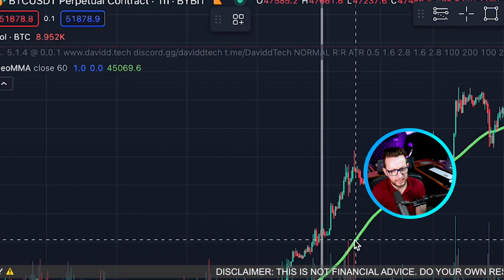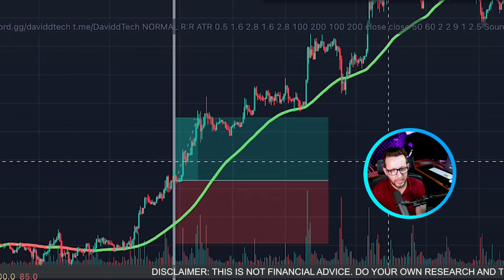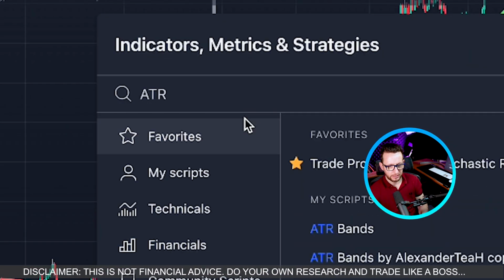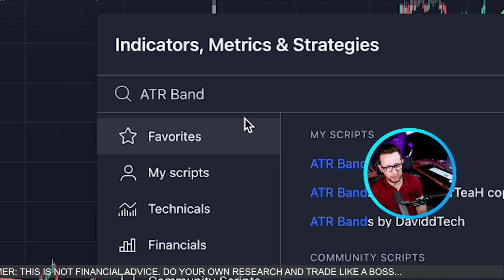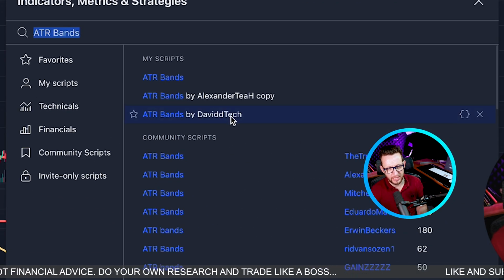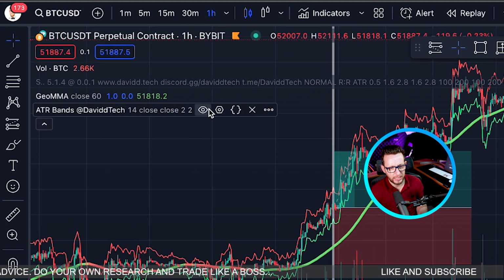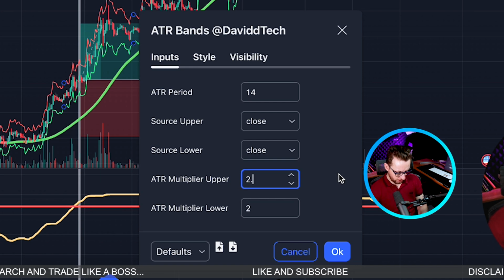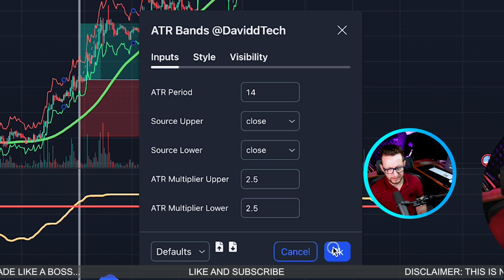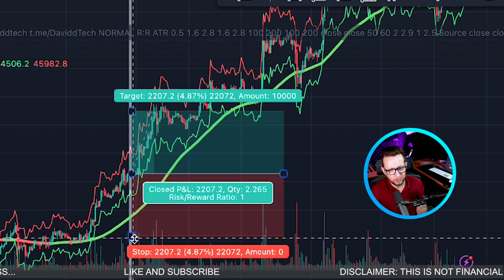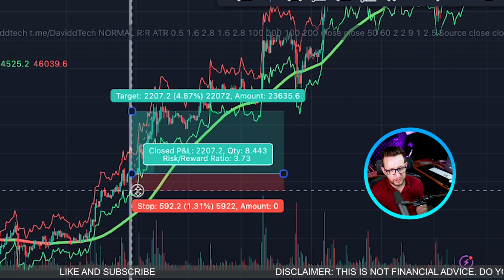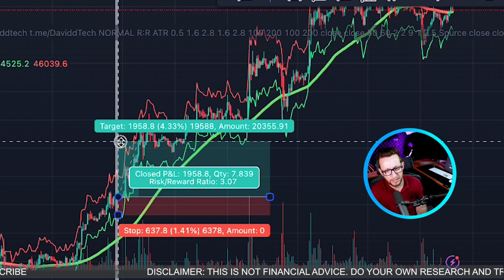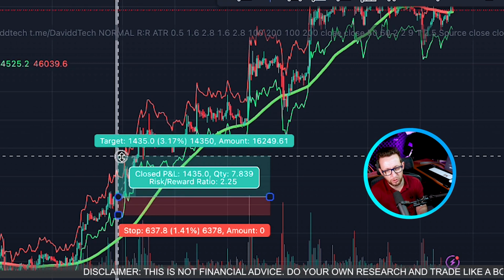We're going to be setting a long at this position here, and I'm going to be setting my stop loss to the ATR bands. So I'm going to add the ATR bands to my screen, which is by DaviddTech here. I'm going to add that to the screen. I'm going to change the settings for the upper and lower bands here to 2.5, just like that. Boom. And then we're going to set our stop loss to the lower band, just like this, when we're in the long, and the upper band when we're short. And we're going to set our take profit to a risk to reward of 2.